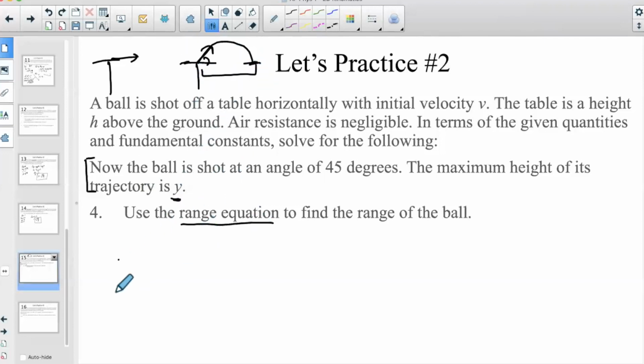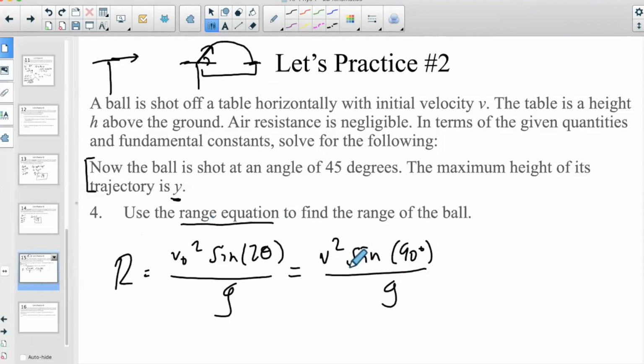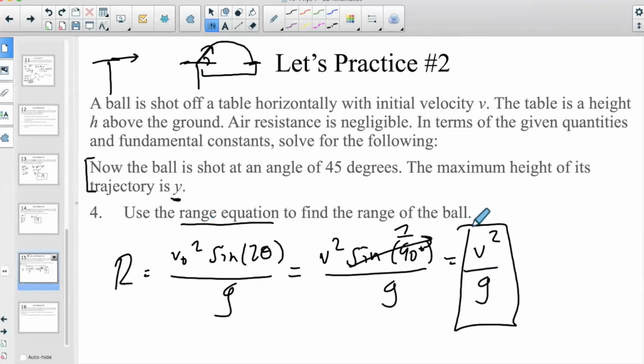So we know what the range equation is: v naught squared sine 2 theta over g. So in a case like this, you can literally just plug in. We know sine 90 is 1, so that won't matter. And that's our answer. Now let's go to the last part.